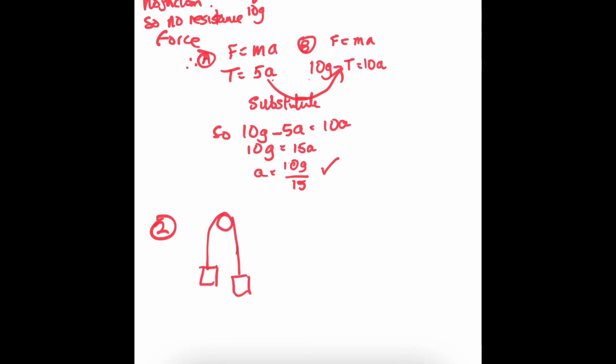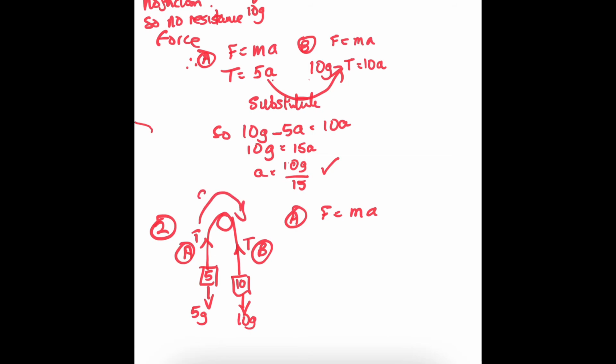Example 2 is two objects hanging off a pulley. Here, again, we're going to use 5 and 10. You've got the gravitational forces on them, and you've got the tension. Looking at the first part, you've got a gravitational force of 5g and a tension upwards of T. Second part, gravitational force of 10g, a tension of T upwards. And look at A again. Because we're assuming it's going to be moving clockwise, the 5g is going to move upwards. So the net force is going to be T minus 5g.